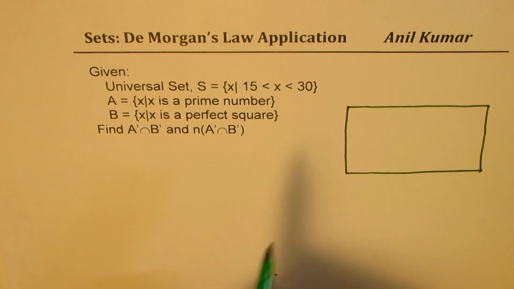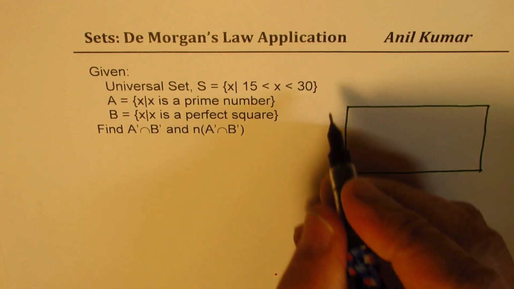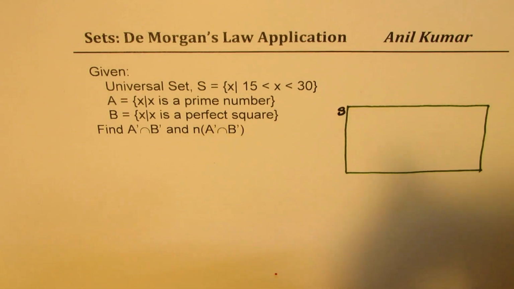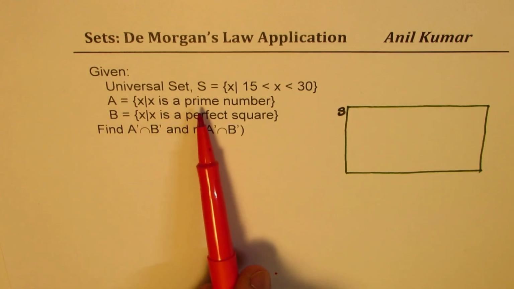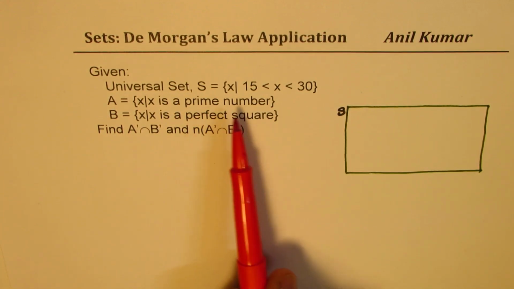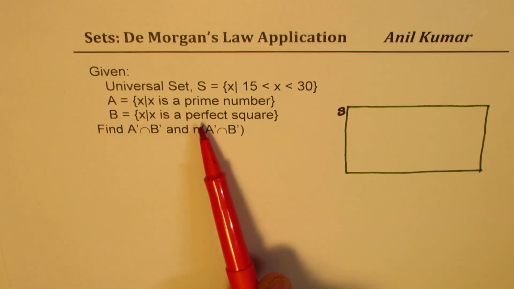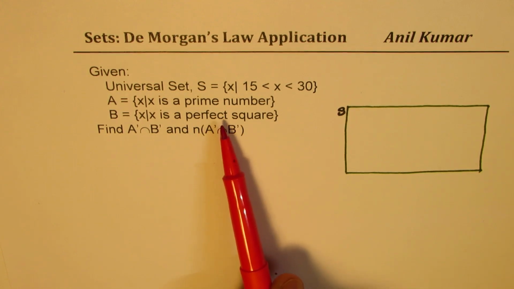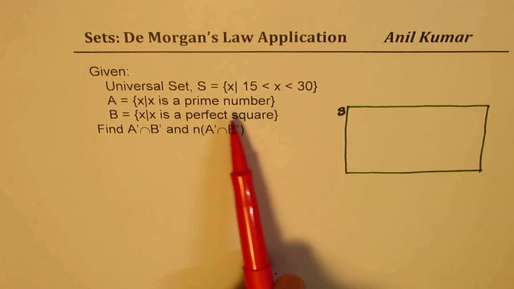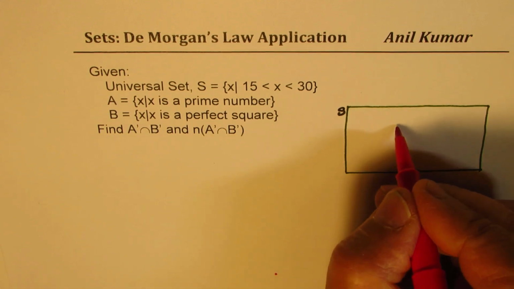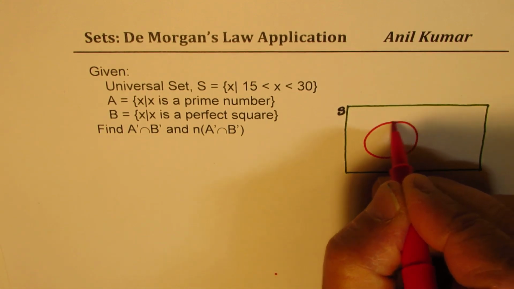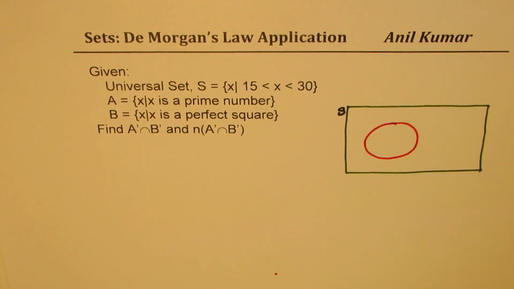Now in this case, we are given a universal set which is right here for us. So this is the universal set S, and in that we have two sets, A and B. Set A is a set of prime numbers. That means they will have only two factors, one and the number itself. And set B is a set of perfect squares. So perfect squares cannot be prime numbers, right? So these are disjoint sets. So we can say, well, this is our set A, and then we have set B.